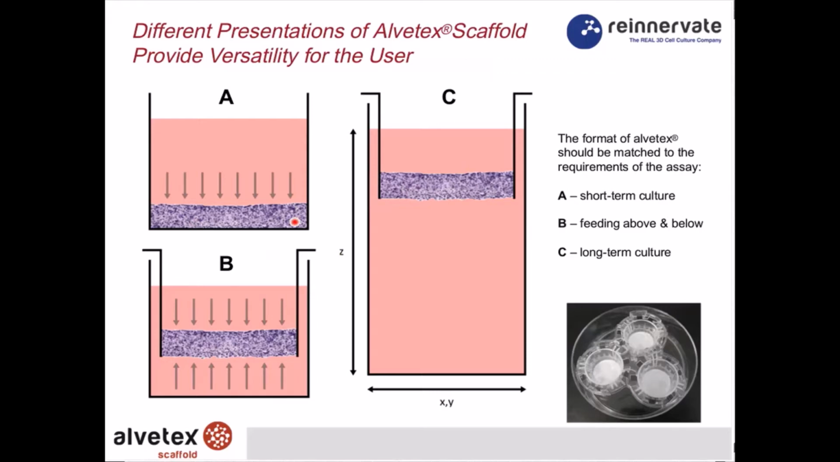In this scenario, we've got a larger volume of medium to support the 3D culture, and that's represented by this device here. So this is a Petri dish, and inside there's a cradle which houses 3 inserts. So you can get a large volume of medium in here to support the 3-dimensional culture of your cells. So that's good for conditioning large volumes of medium, for doing long-term cultures where you don't have to change the medium regularly.